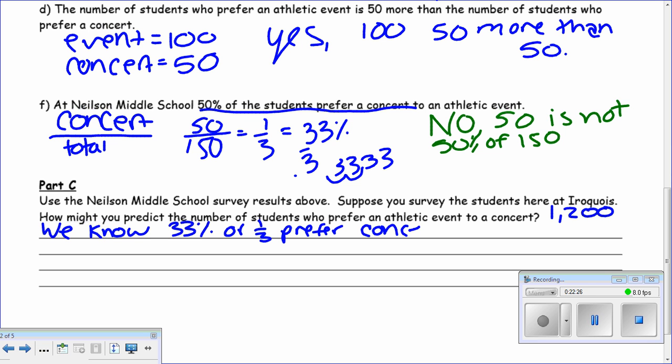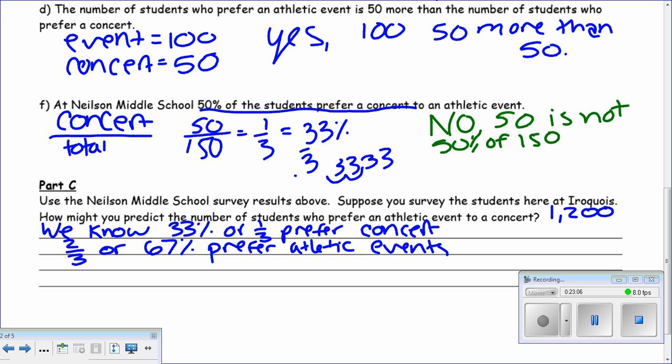So how many prefer the athletic event then? If 1/3 wants the concert, how many want the athletic event? 2/3, or as a percentage, 67% prefer athletic event. So based on that information, if we have 1,200 students here at Iroquois, how many would prefer the concert?